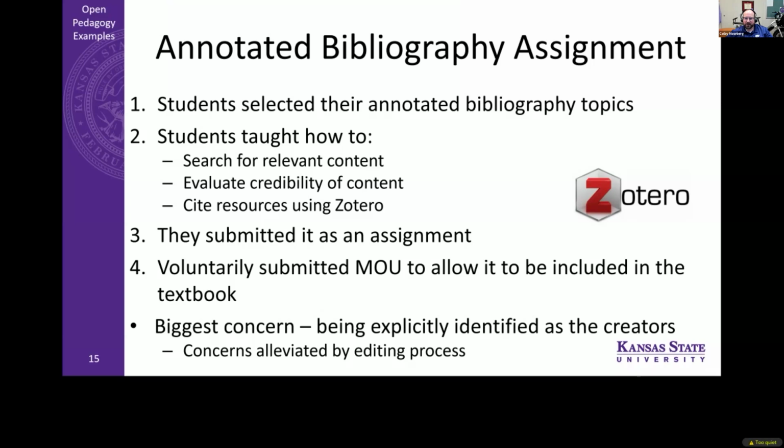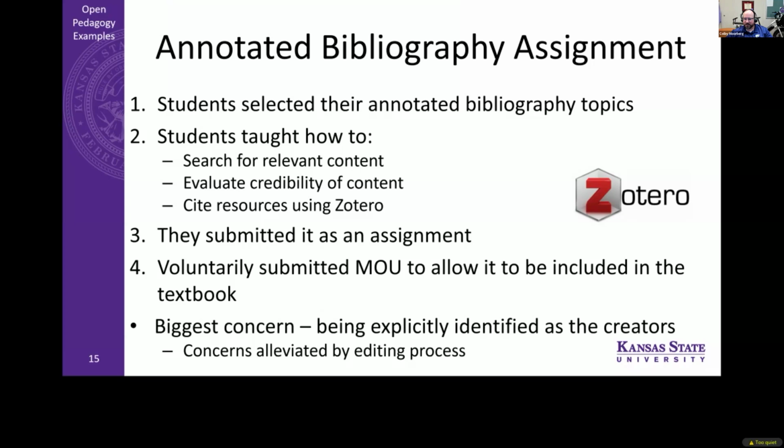And they voluntarily submitted a memorandum of understanding, an MOU, to allow it to be included in the textbook. So they are the creators, and so they would own the copyright for that material. And so this MOU was granting me the rights to include that in the book. Now, initially, the students actually had some concerns about that.